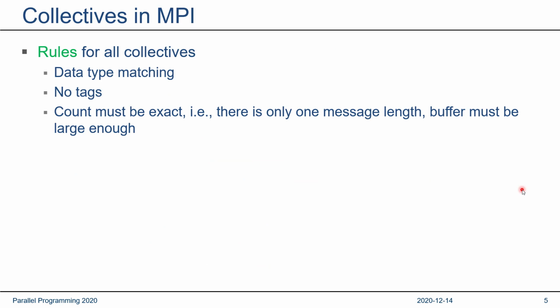Just like with point-to-point communication, there are some general rules for collectives too. So first of all, the same rule as for point-to-point applies here, data type matching. So you cannot send one data type and receive a different type on the other end. That's not possible. Collectives have no tags, so this feature is missing in collective communication in MPI, and the count must be exact, which means there's only one message length, and any buffer that is to receive a message must be large enough to hold that message.